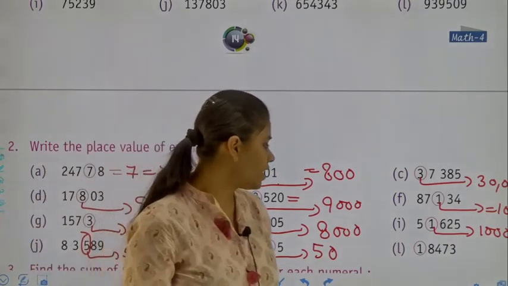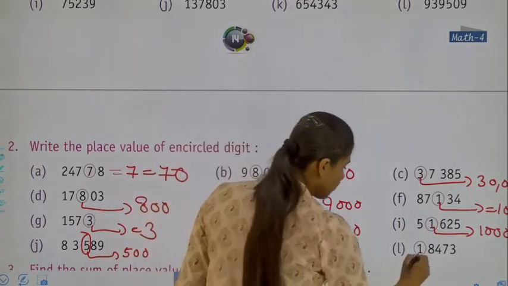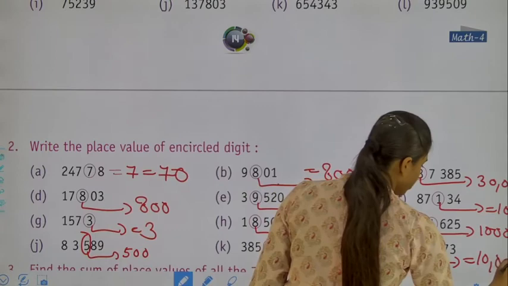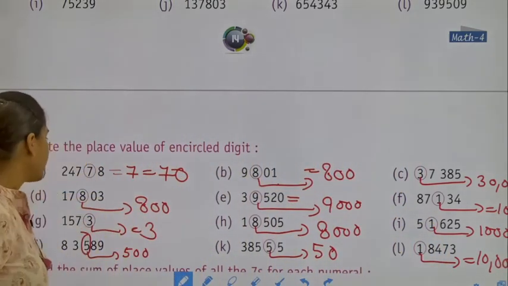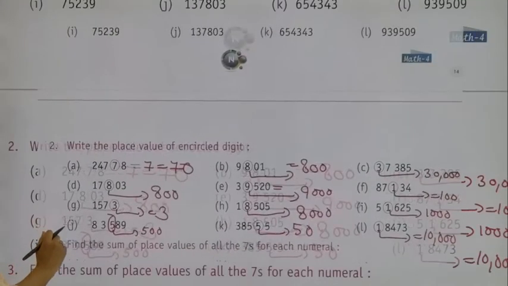Now move to the next part, that is 18,473. We have to tell the place value of 1. That is 10,000. Students, you have to do this question number 1 and question number 2 in your maths notebook. Now move to the next question.